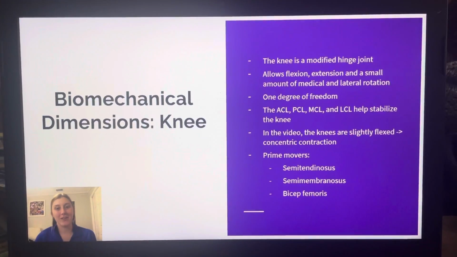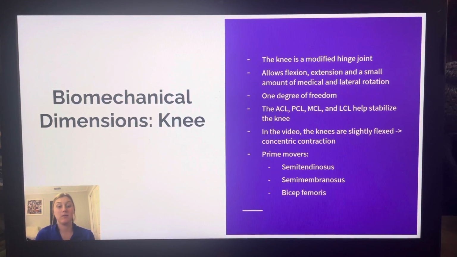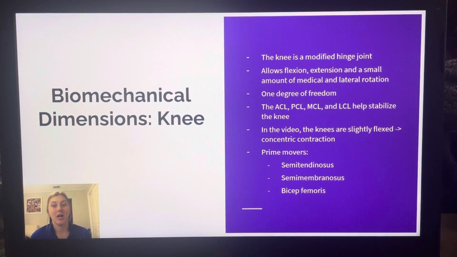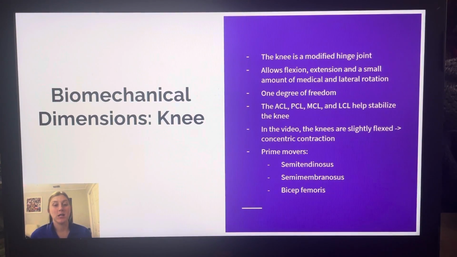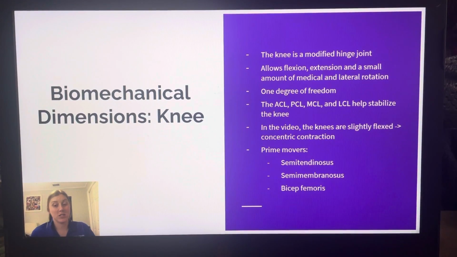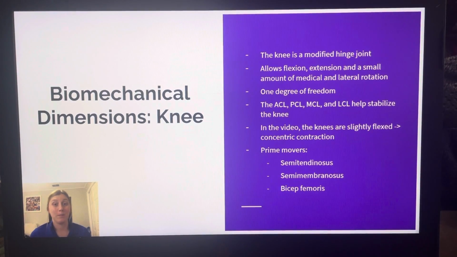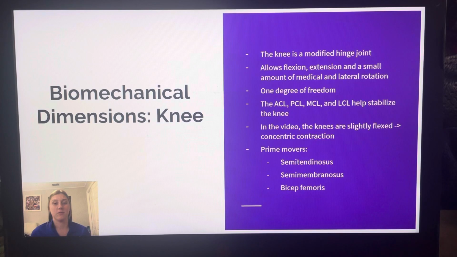Throughout this video, our participant is bouncing in and out of a squat position. In this segment of the video we are analyzing, his knees are in a slightly flexed position. The muscles that allow this flexion are the hamstring muscles. This type of contraction is a concentric contraction because the hamstring muscles are shortening. This group includes the prime movers, which are the semitendinosus, semimembranosus, and the biceps femoris.